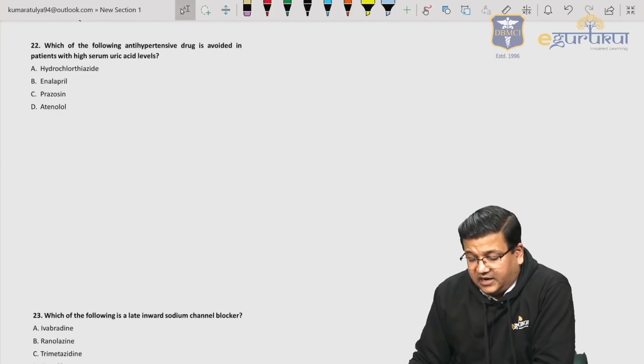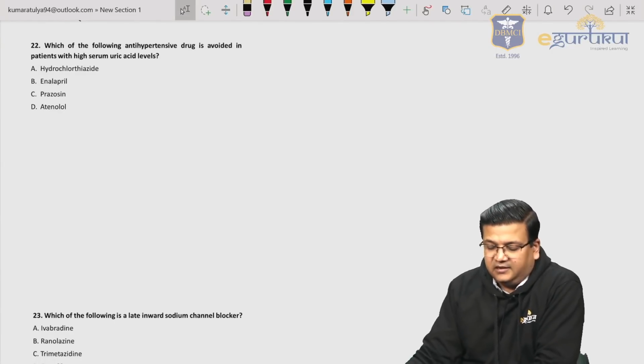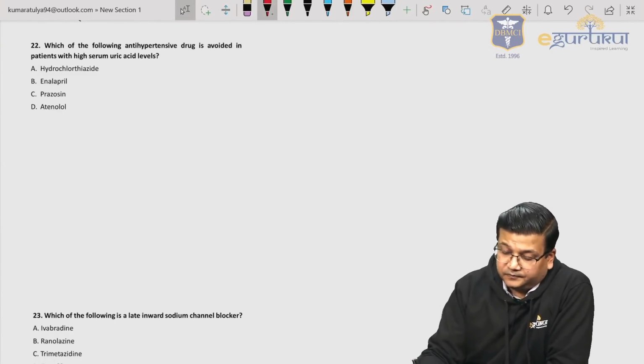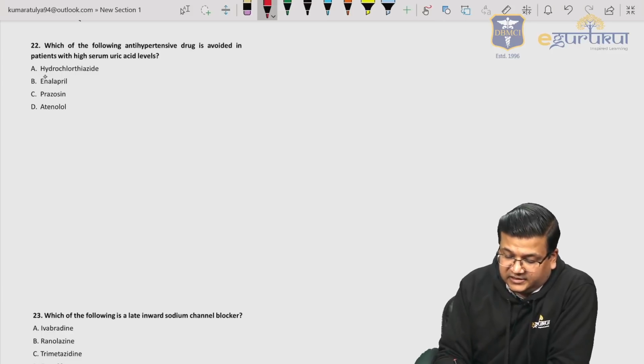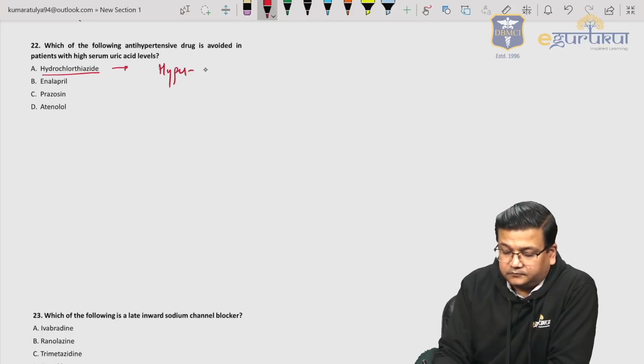Which of the following antihypertensive drugs is avoided in patients with high serum uric acid levels? Simple question again. Answer is thiazide. Thiazides cause hyperuricemia.